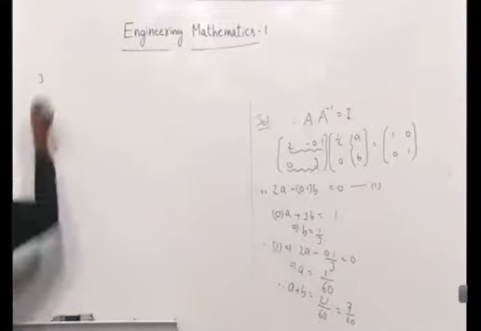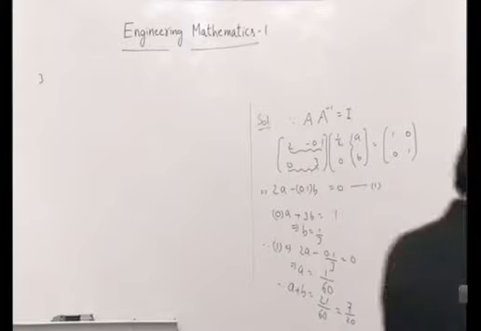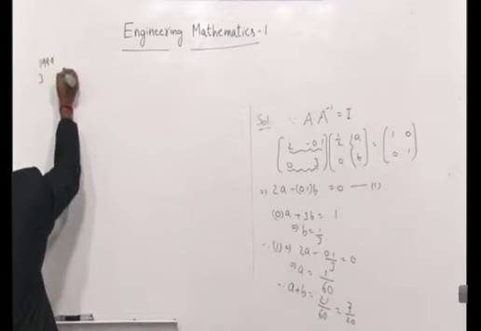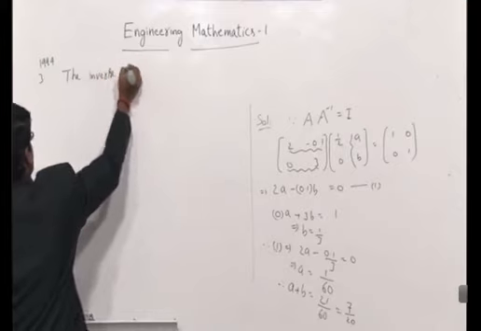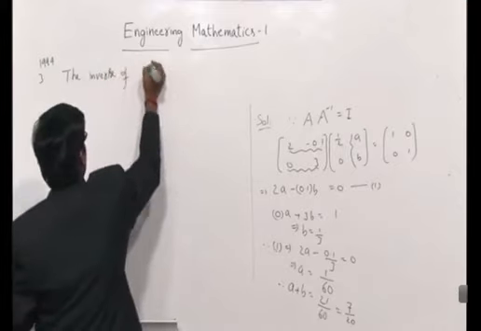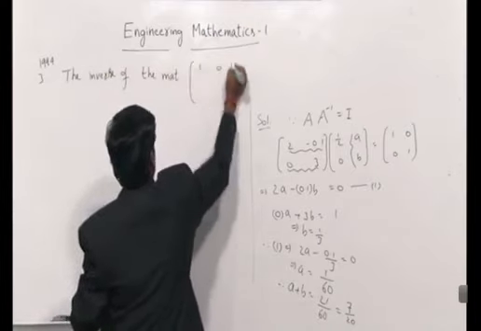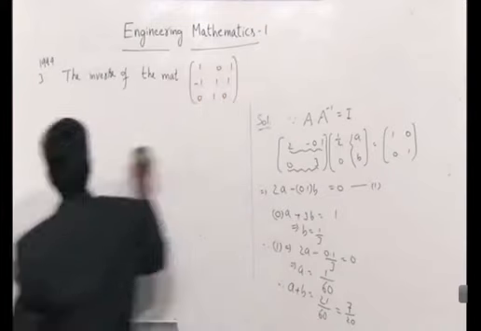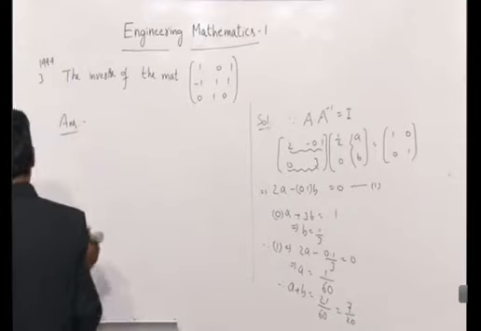The third one, I already showed how to find A inverse, later you do it. It was given in 1994: the inverse of the matrix [1 0 1; -1 1 1; 0 1 0]. I am giving the answer because I already showed the procedure for finding A inverse.